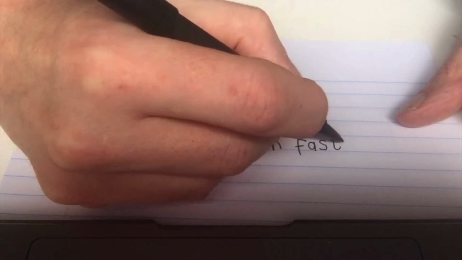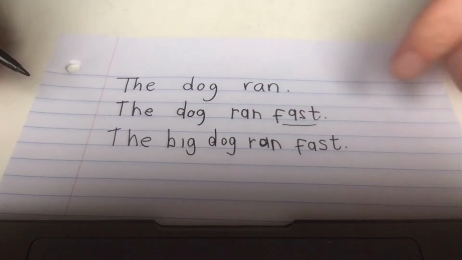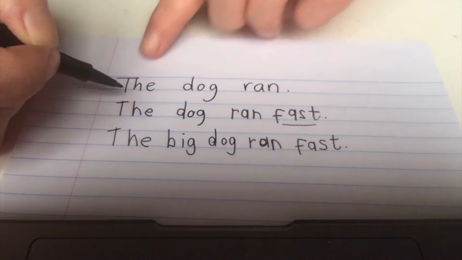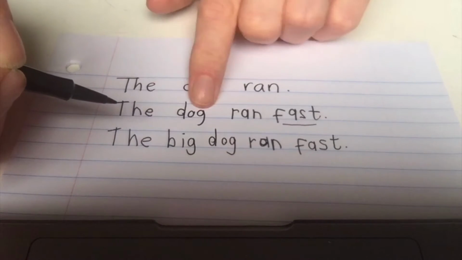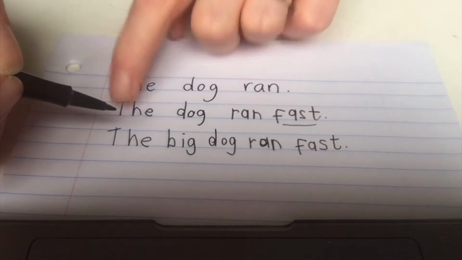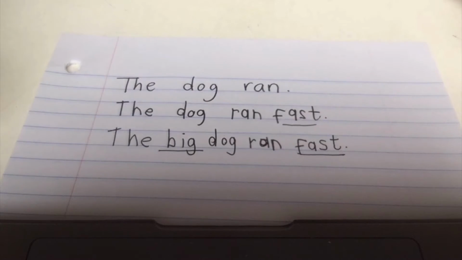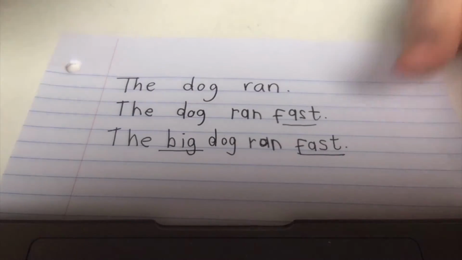It's a little bit trickier for me. Now, we added 2 more words here. We had started with the dog ran, then we had the dog ran fast. Now we have the big dog ran fast. We've added 2 words in there. Now we can picture that even more. It's a big dog. It's running fast.